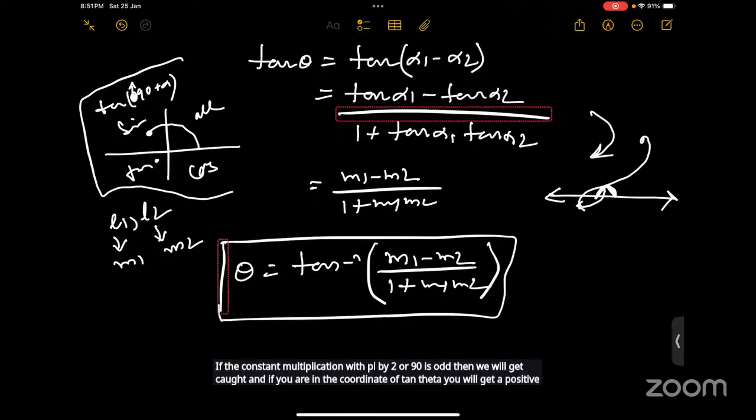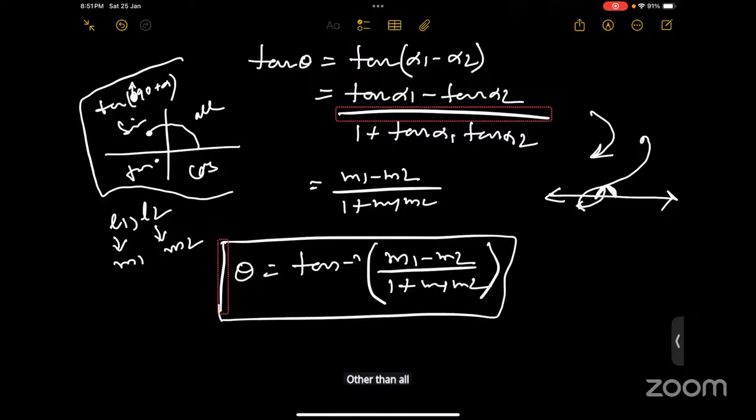Or if you are in the coordinate of any other, like other than all and tan, if it is in sine or cos, then you will get a negative one.